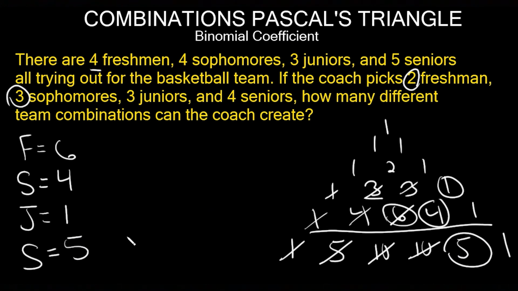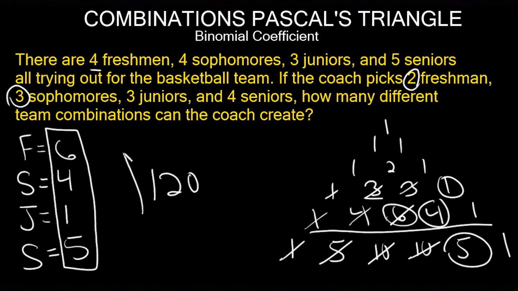There we go. From here, all you have to do is multiply these values together. And when you do that, that's going to give you the total amount of combinations that are possible. So if you do 6 times 4, you get 24 times 1, that's also 24. And then times 5, you get 120. So there's my answer, 120, okay? So there are 120 different combinations that could occur here based on this situation, all right?